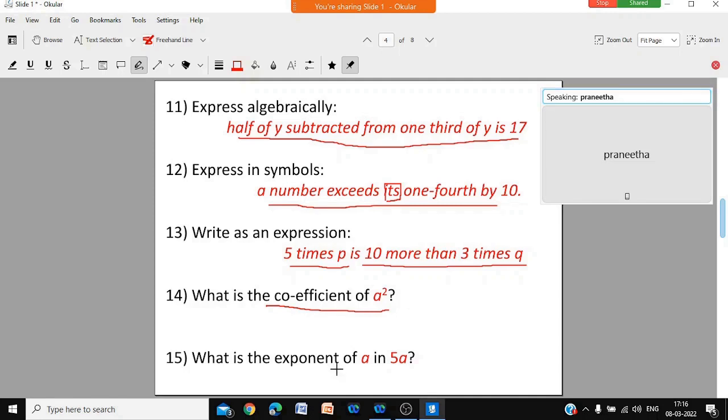What is the exponent of a in 5a? Question number 15, that's the last question. Finished? Okay. Now from question number 1, you will tell me the answer and we will discuss.